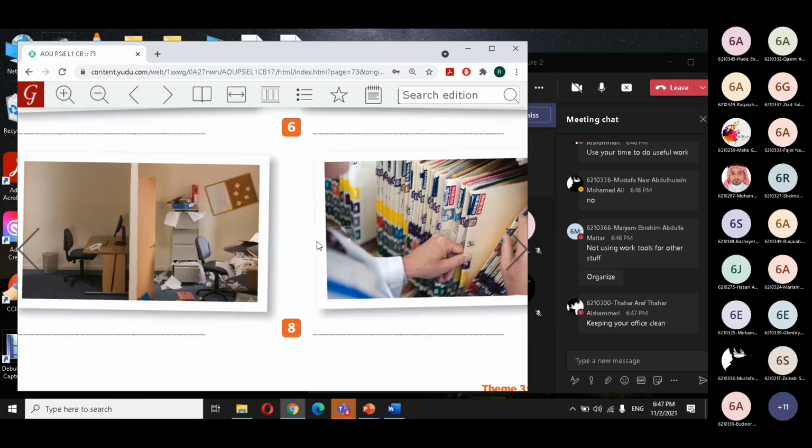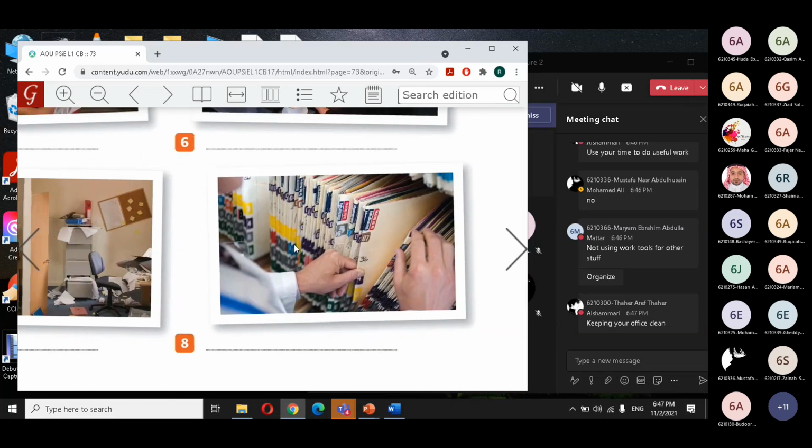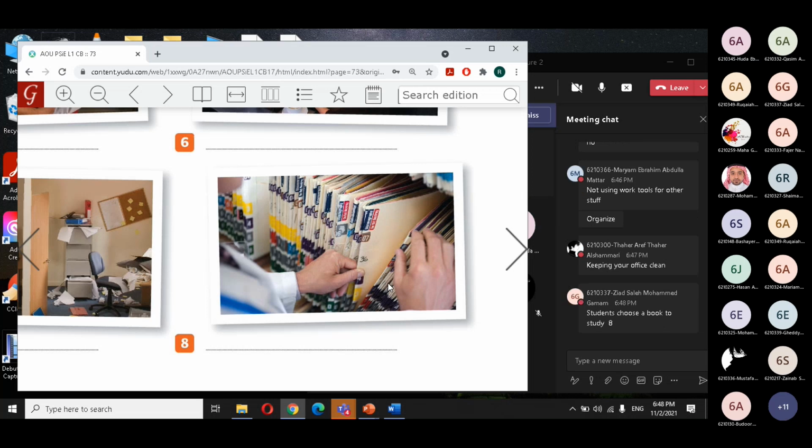And the last one, if you are working with files, what should you do with files? Organize. Okay, this is organize. How to organize? How many ways do we use to organize files? Serial numbers, by number. Okay, alphabetic. By type.